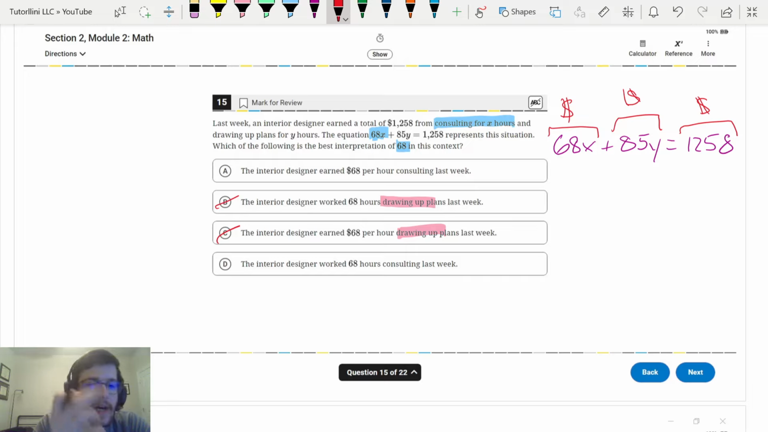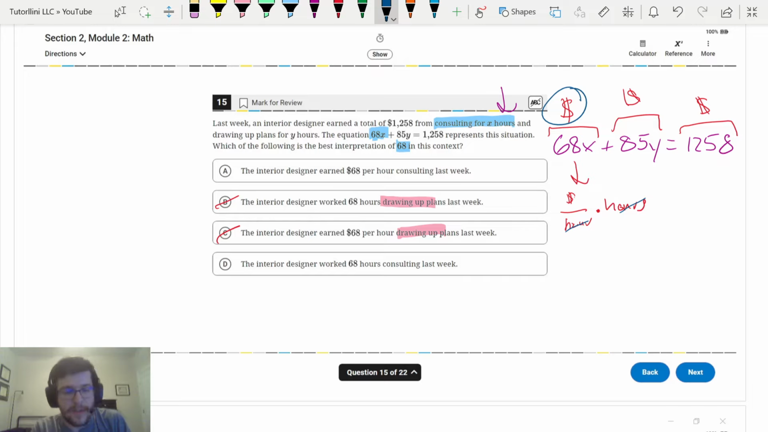So now let's talk about why one of them is wrong. X has units of hours, okay? So we're going to break this down a little bit further. X has units of hours. So you have to think to yourself, what units must the 68 have so that I multiply it by hours and I get dollars? Well, the answer is it would be dollars per hour because the hour would cancel and you would be left with dollars, which is what we have up there, right? So the units of the 68 is dollars per hour.